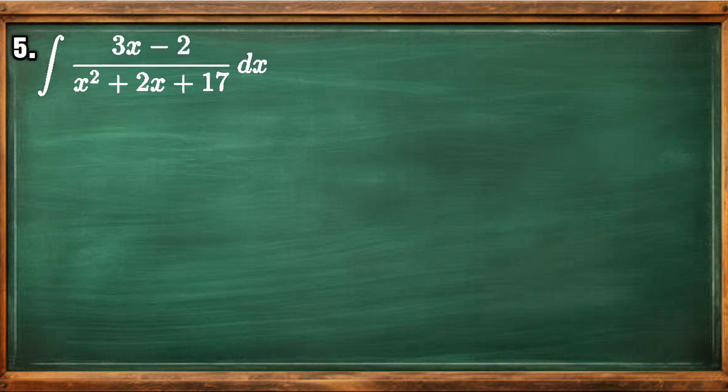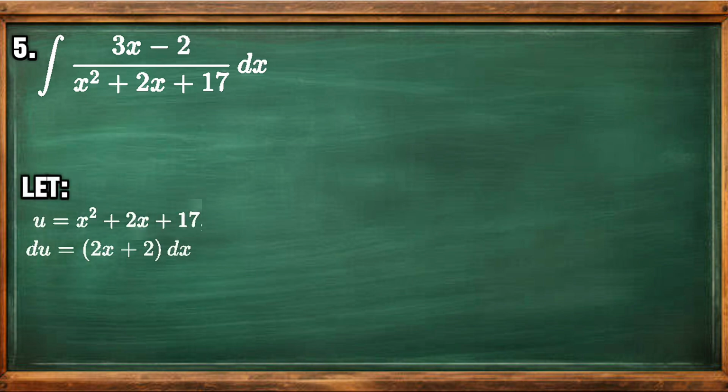To evaluate the integral of 3x minus 2 over x squared plus 2x plus 17 dx, we observe that the denominator is a quadratic expression, so its derivative is 2x plus 2. This isn't quite the same as the numerator, but if we try rewriting 3x minus 2, we can express it as 3 times x plus 1 minus 5. We do this to create a term in the numerator, 3 times x plus 1, that resembles the derivative of the denominator after completing the square.